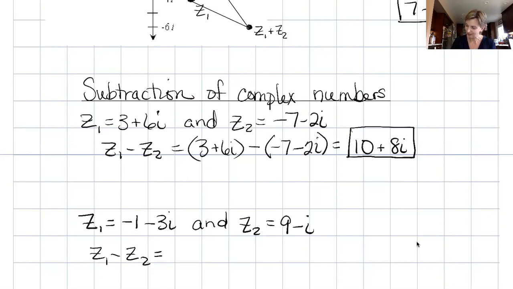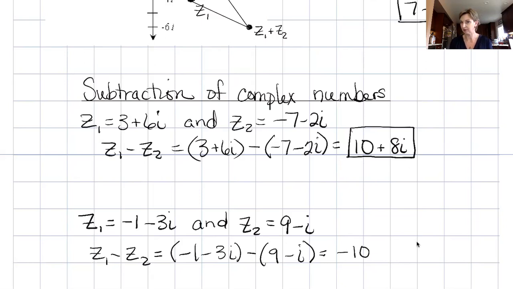We have the first one, negative 1 minus 3i, and we're going to subtract from that 9 minus i. The real part is negative 1 minus 9, which is going to give you negative 10. For the imaginary part, you have negative 3i minus negative i, which is a positive i. So negative 3i plus i is negative 2i. Is that what you got? I sure hope so.